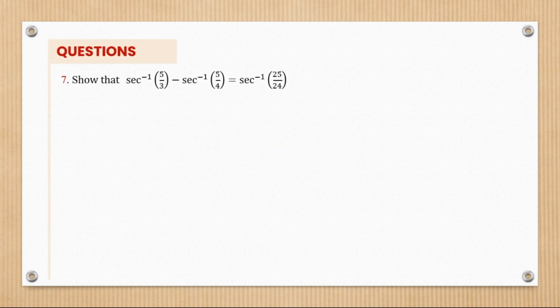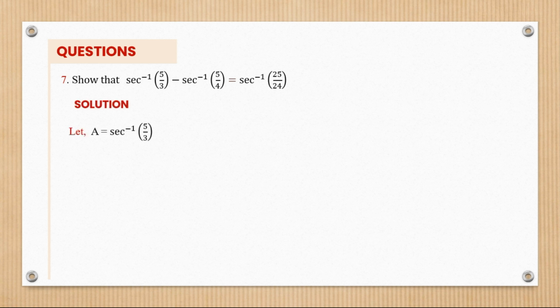Alright, so question number 7, we're being told to show that sec inverse of 5 over 3 minus sec inverse of 5 over 4 is equal to sec inverse of 25 over 24. So when you look at this number from first step, it actually looks complex, but it's actually a very, very easy number. So how do we solve this?